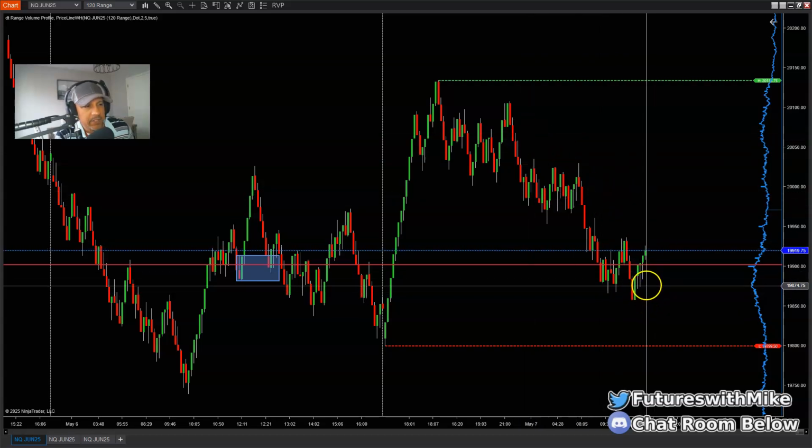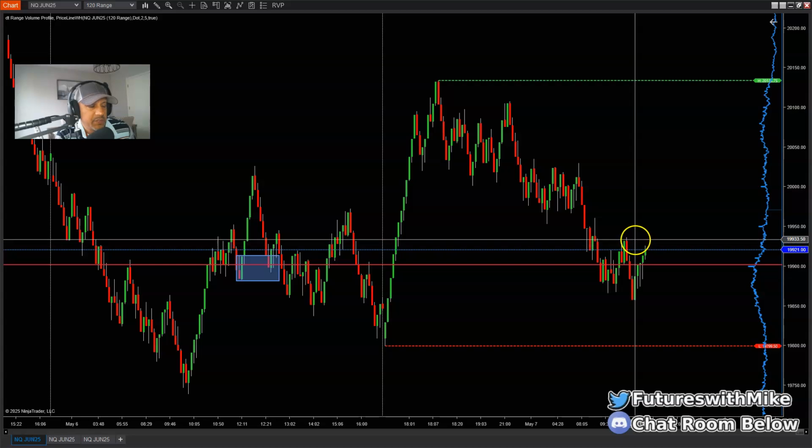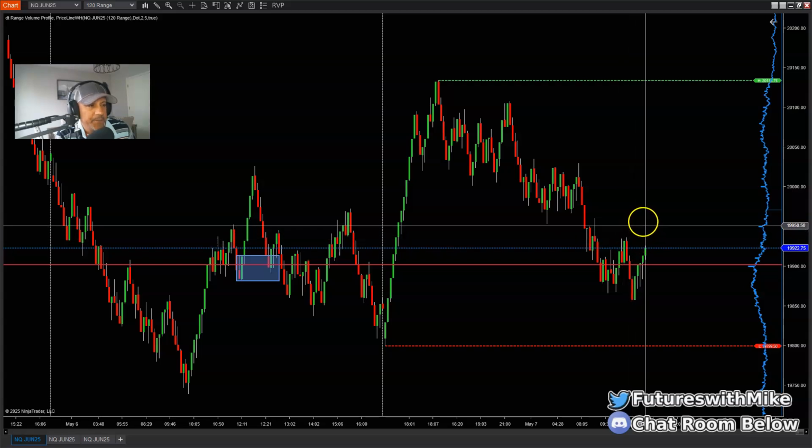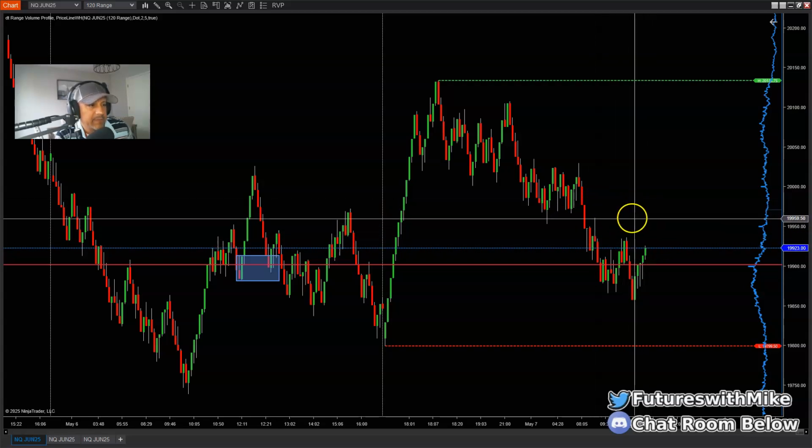So I personally would like to see if they're going to push a little higher, maybe break above this high here, and then pull back to maybe fill some gaps going back to the upside.